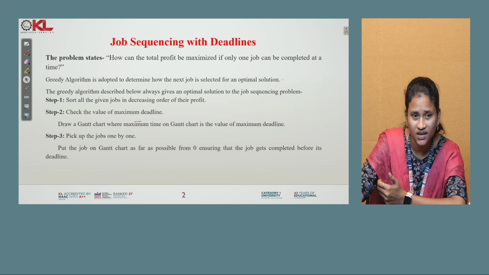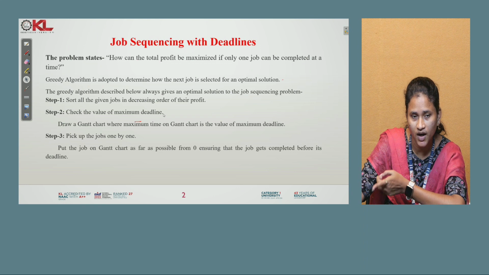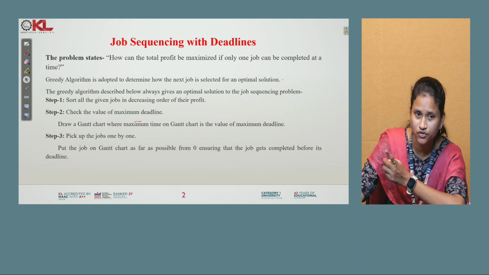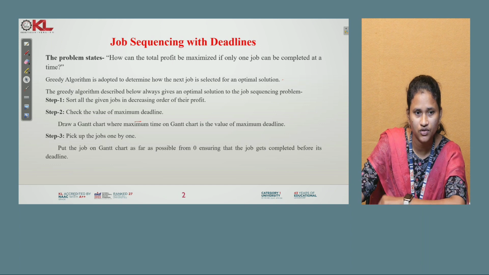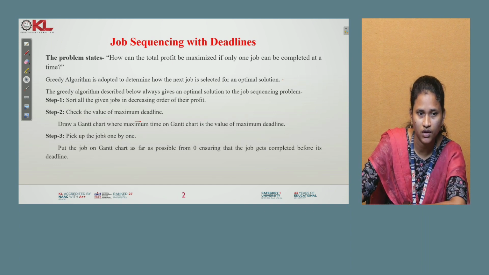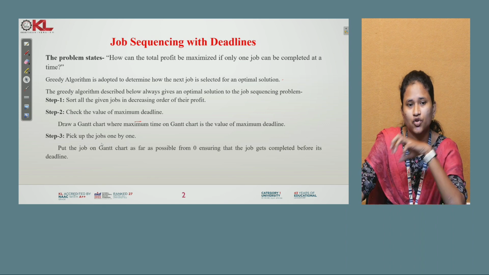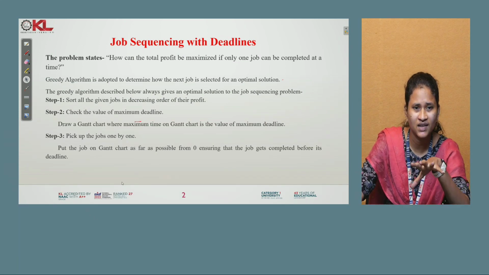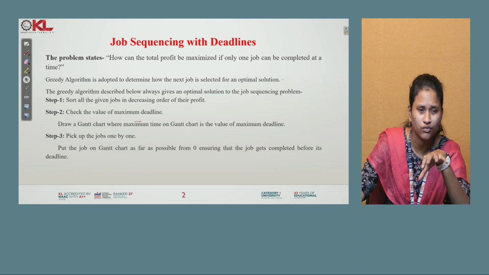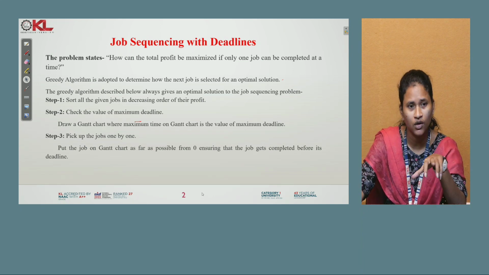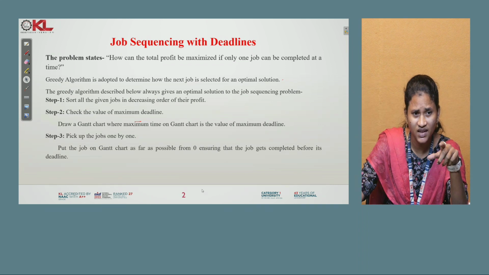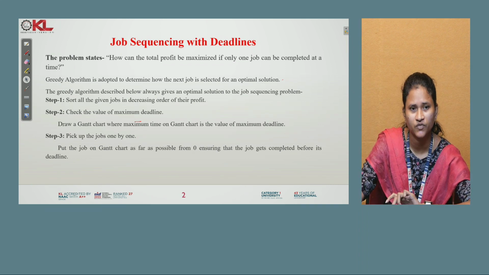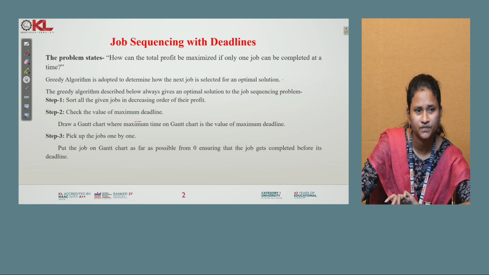We will use the Gantt chart for the solution. The order of jobs we have taken will be processed in the Gantt chart; the process is done in the Gantt chart only. In the third step, we pick the jobs and arrange them into the Gantt chart within the deadline. We have to check each job's deadline, and within the deadline we have to do the job. These are the three steps to solve job sequencing with deadline. If you understand these three steps, this will be easy for you. Then we will go to the next one.